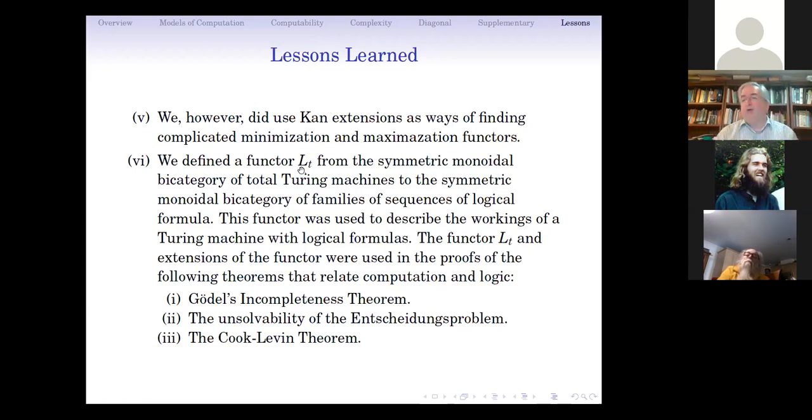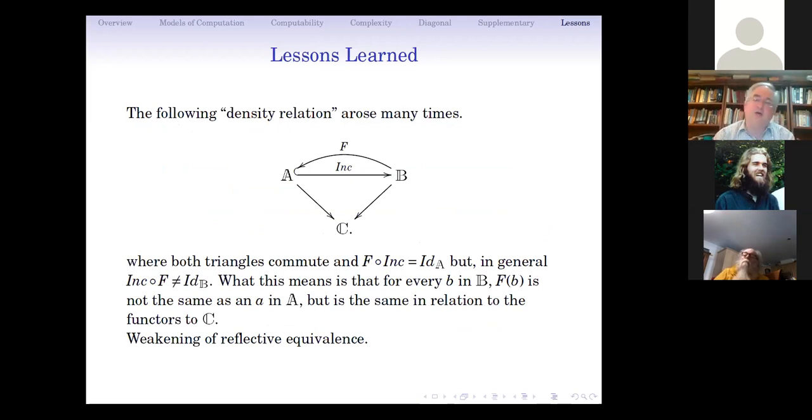Okay, and the one functor is relating Turing machines, computational devices, and logic, so you expect that. This diagram showed up over and over again, and I've never seen it before. Maybe some of you did. It's a diagram like this: you have two triangles, and the two triangles are assumed to commute. This is an inclusion into this. I call this a density function. In other words, in some sense, A is dense in B. Now, it's not really dense, so this is a weakening of reflective equivalence.